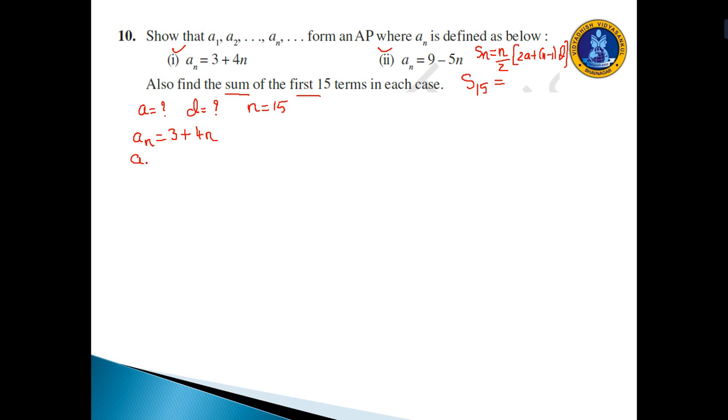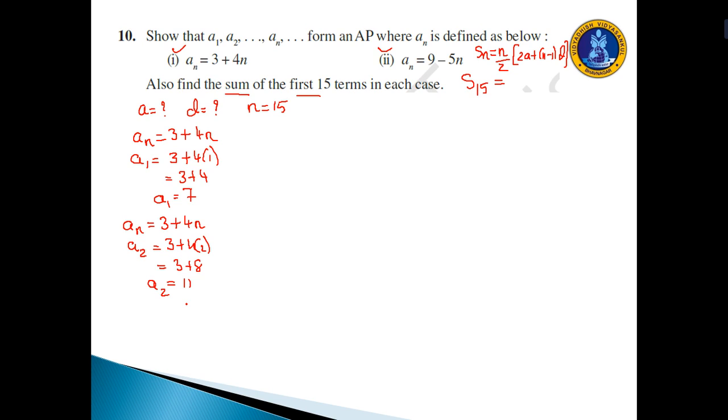Now for a1, I have to put n is equal to 1. That is 3 plus 4, that is 7. So a1 is equal to 7. Now again an is equal to 3 plus 4n. Again for a2, 3 plus 4 into 2, that is 11. So a2 is equal to 11, a1 is equal to 7, a2 is equal to 11.